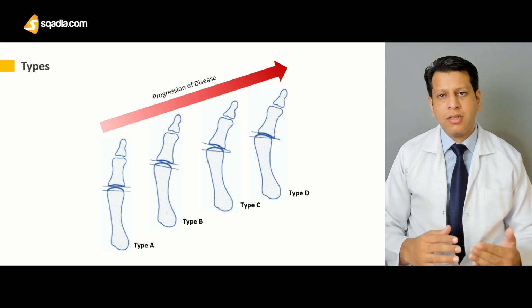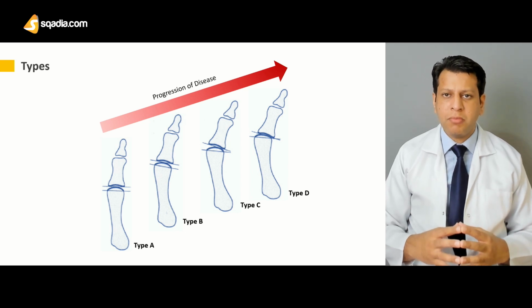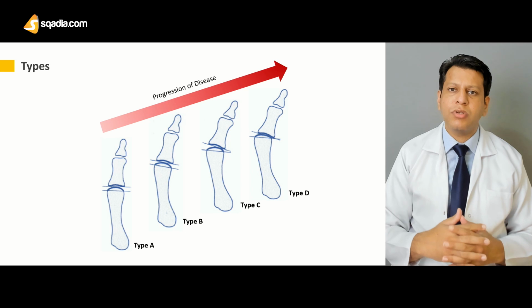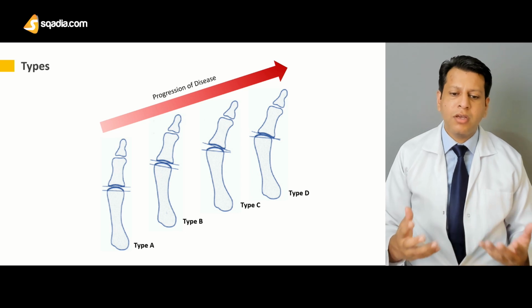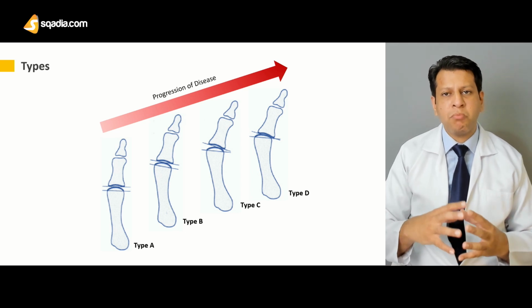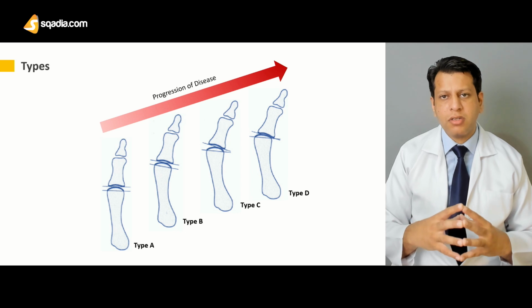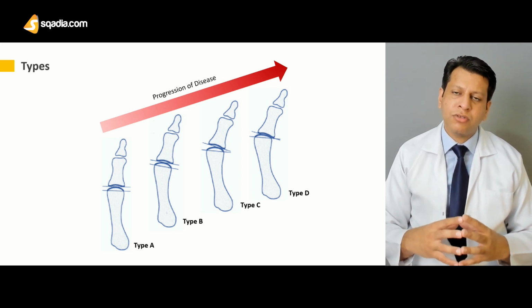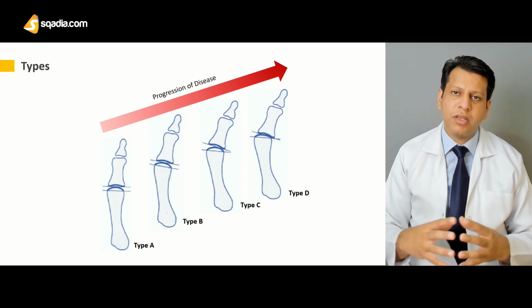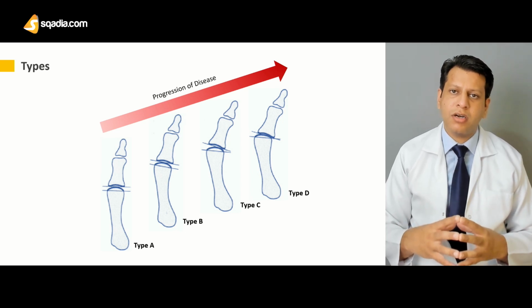Therefore, the higher the type, the greater the distal metatarsal articular angle, and it would require some form of osteotomy. But if it is type B, which means there is mild incongruency of the first metatarsal joint, this means we can go with an osteotomy at a different level without really considering the distal metatarsal articular angle.